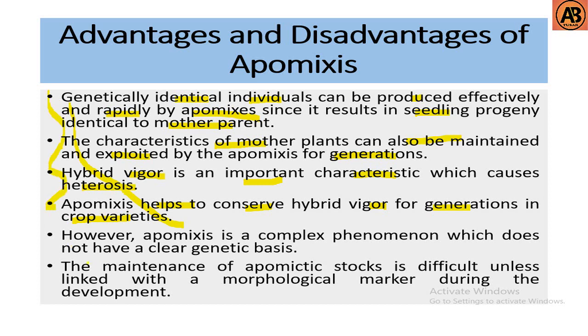Now, disadvantages. However, apomixis is a complex phenomenon which does not have a clear genetic basis. The maintenance of apomictic stocks is difficult unless linked with a morphological marker during development. So these 2 points are disadvantages of apomixis.